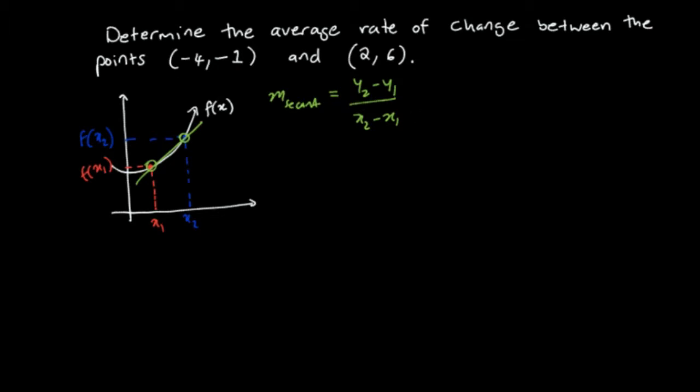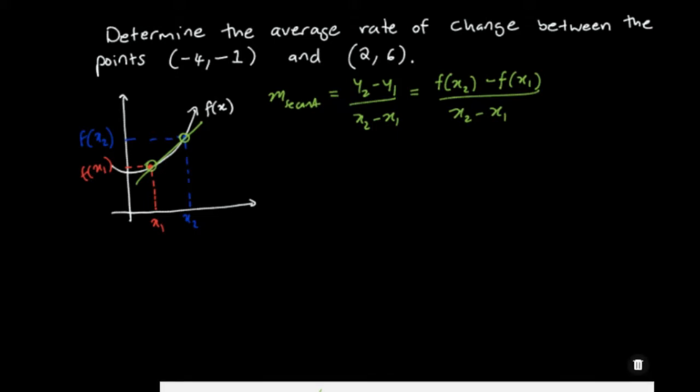So you might have seen this already in previous math courses. If you were looking at it from a functional perspective, you could also write y2 as f of x2 and y1 as f of x1. Okay, so both of these really mean the same thing.